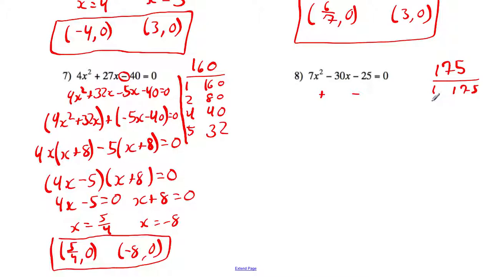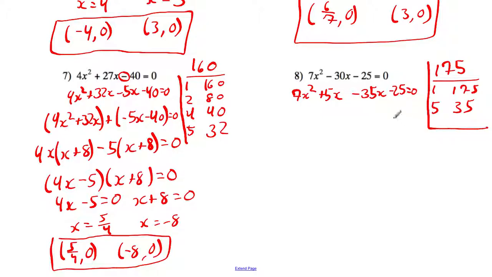175 is not divisible by 3. It is not divisible by 4. It is divisible by 5. So 5 and 35. Oh, there we go. They're 30 apart from each other. So again, I'm going to make the larger one 35x, the smaller one 5x, and negative 35x plus 5x is negative 30. 7x squared. And again, however you factor these, it's okay.